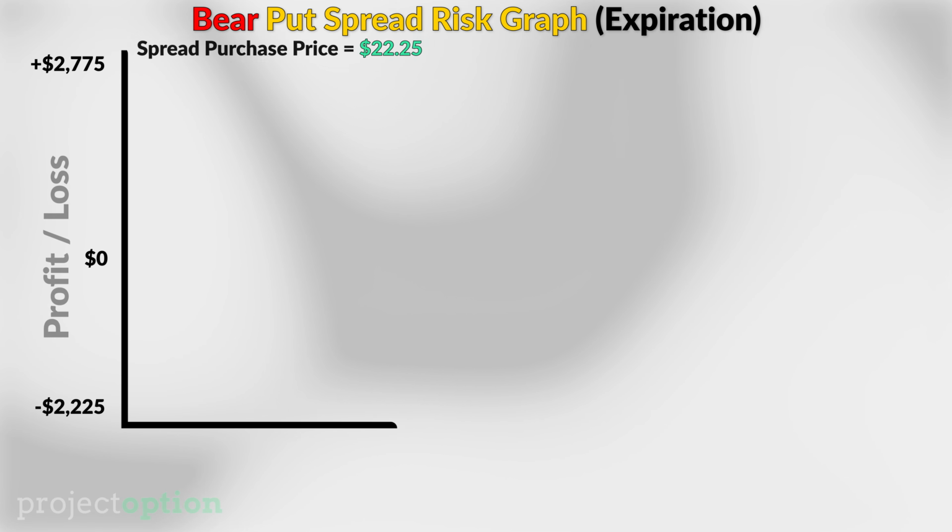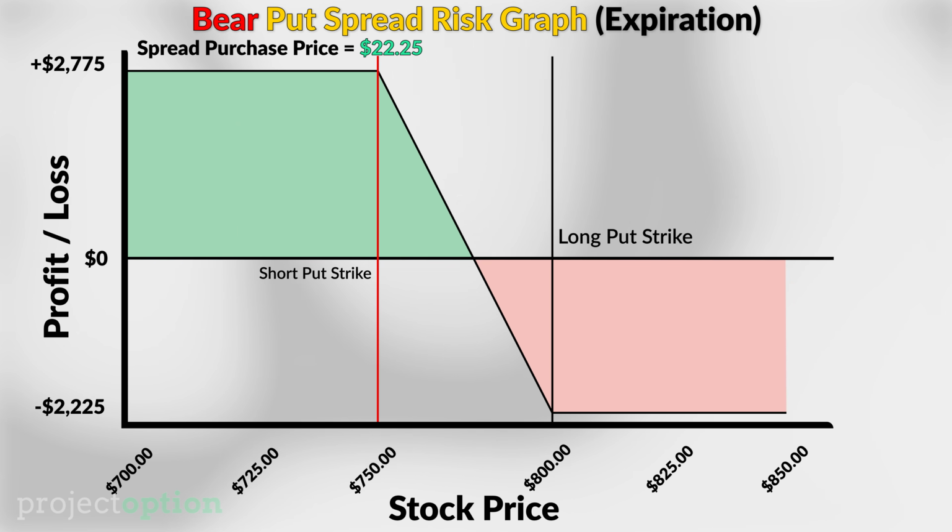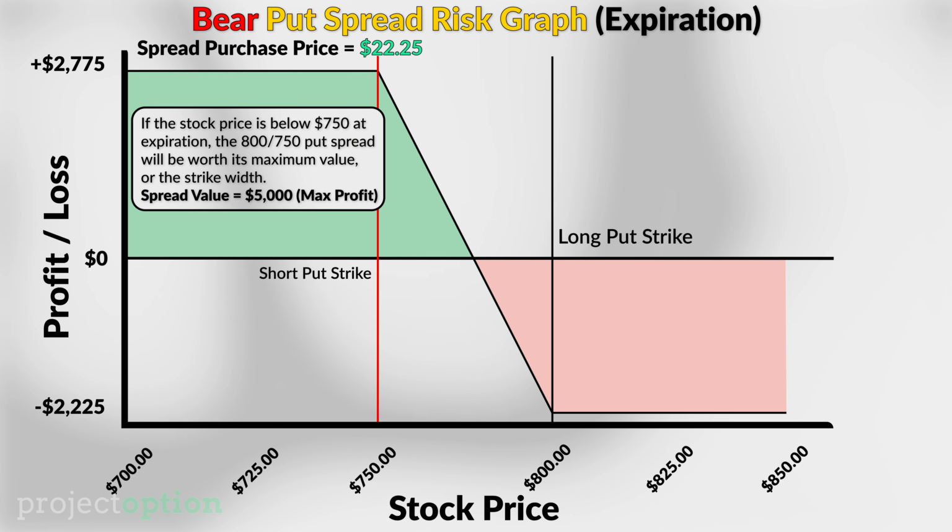So let's go ahead and take a look at the expiration profit and loss diagram for this position and then visualize the trade's actual performance. The best case scenario is that the stock price falls below $750 and remains there at expiration, because in that scenario, the put spread will be worth the distance between the strike prices, which is $50. So if I buy a put spread for $22.25 and it appreciates to $50, I'll have a gain of $27.75 from the change in the spread's price.